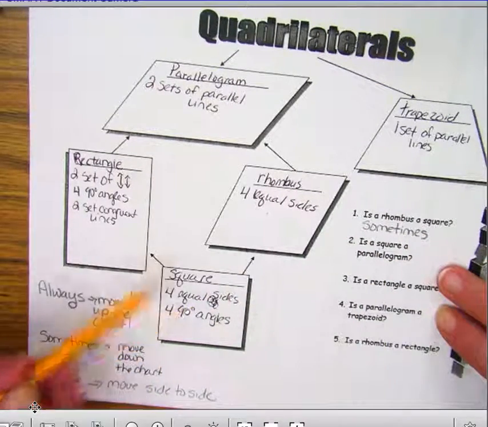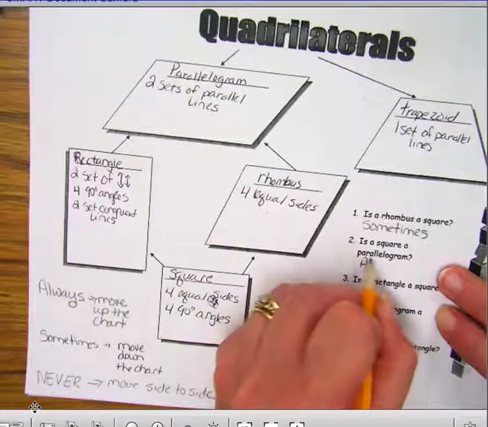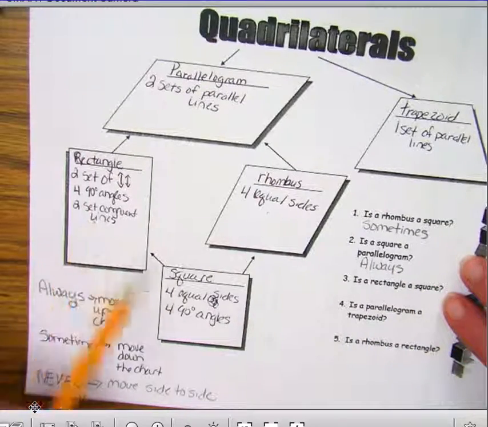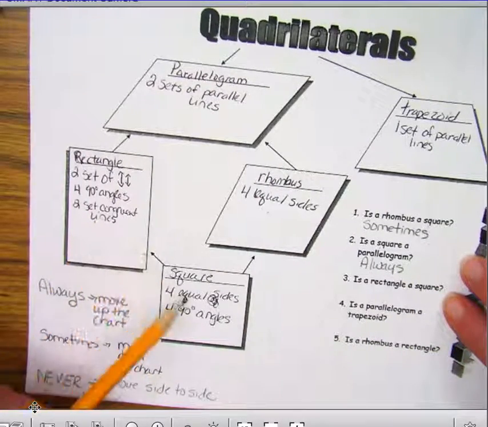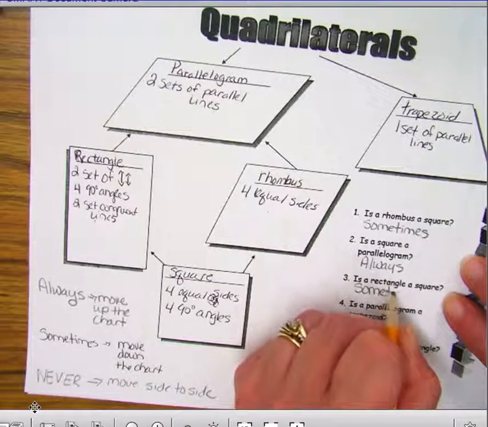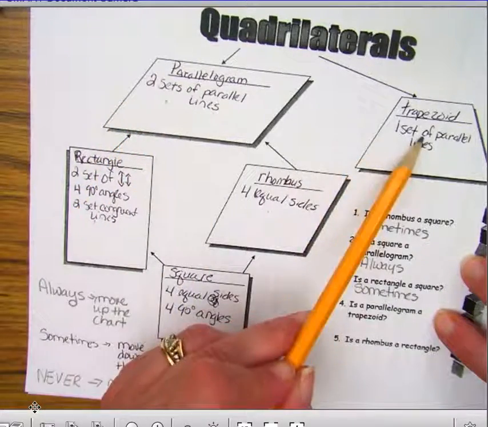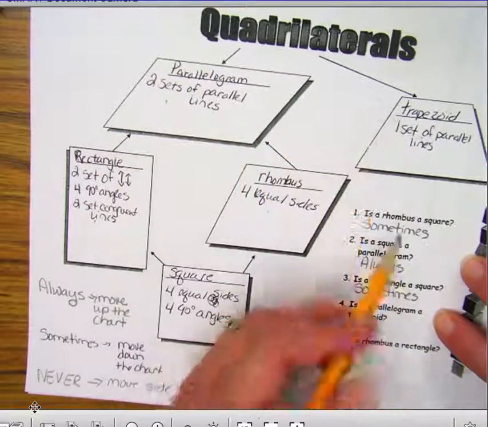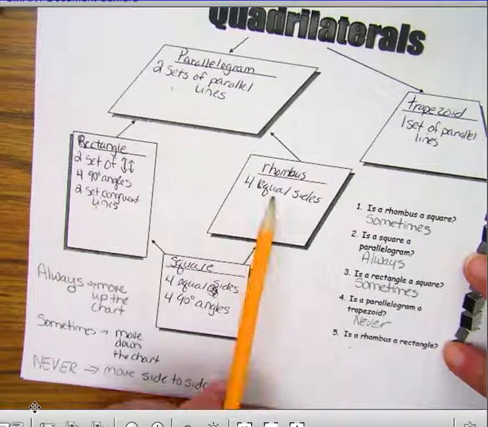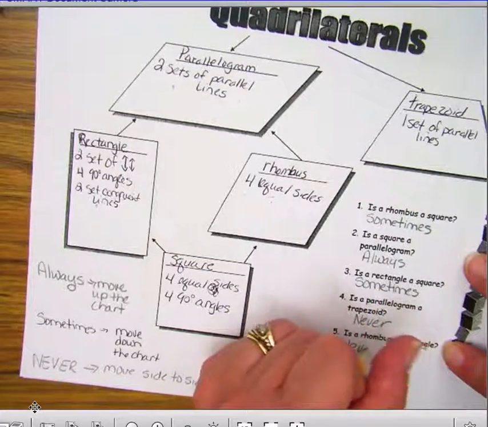Is a square a parallelogram? It's going from the bottom up, so that is always. Is a rectangle a square? It's going from up to down, so it's moving down, so that is sometimes. Is a parallelogram a trapezoid? It's going from side to side, so never. And is a rhombus a rectangle? It's going side to side, so never.